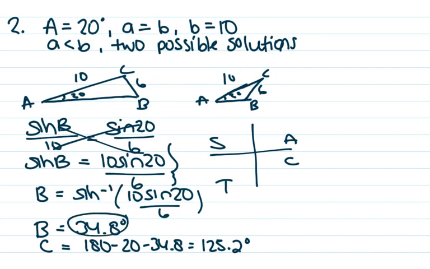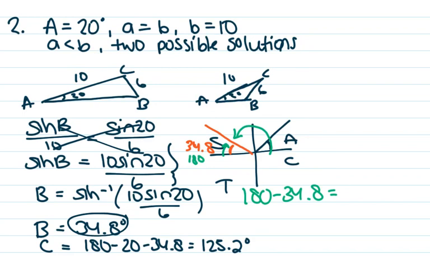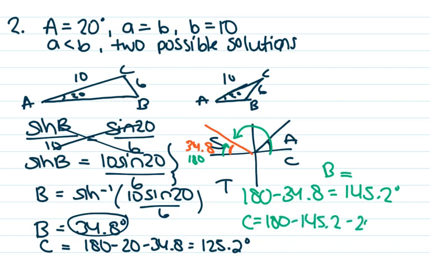So my first solution was 34.8, which would occur in quadrant 1. Now using the related acute angle, if I draw that same angle in quadrant 2, 34.8, I can calculate this principal angle, and that will be the other solution. So that would be 180, which happens here, minus 34.8 would give me the solution. So 180 minus 34.8 equals 145.2. Using that as B, I can calculate C equals 180 minus 145.2 minus angle A, which is 20, and that equals 14.8. Right? And one more example, number 3.